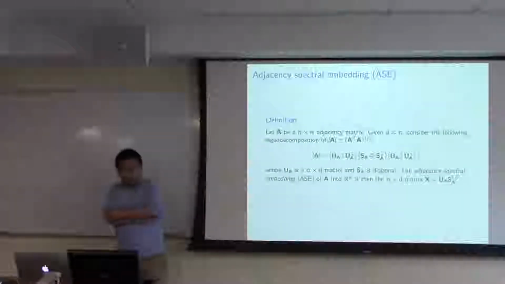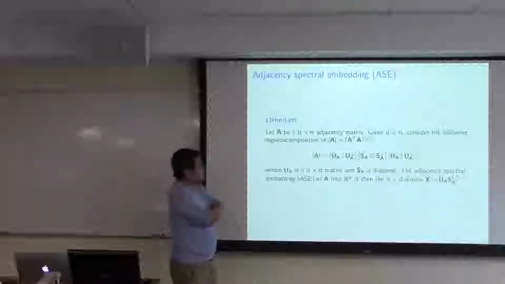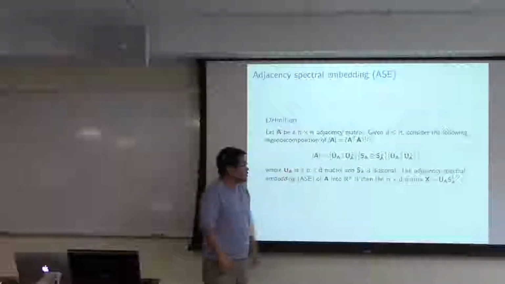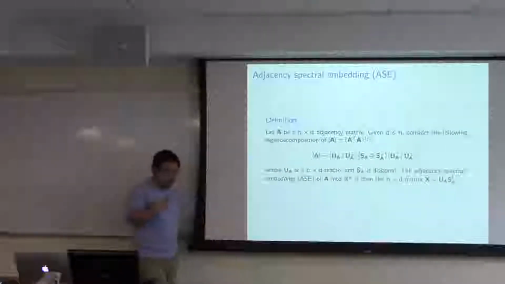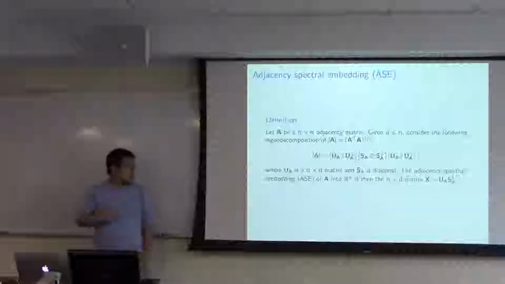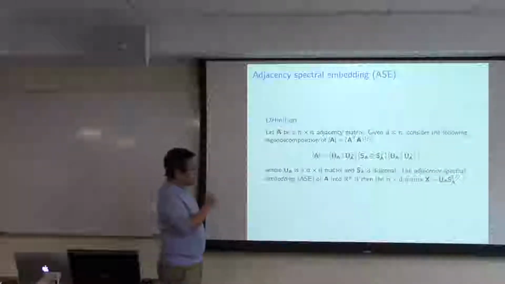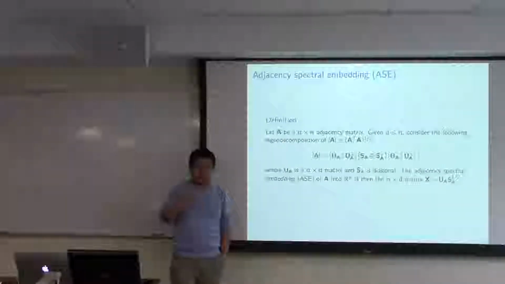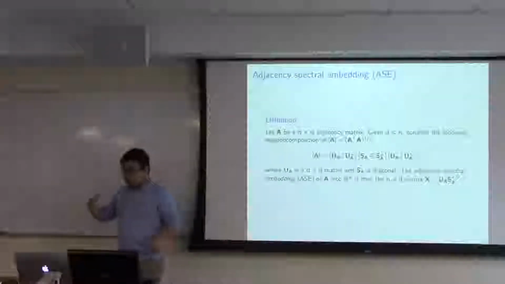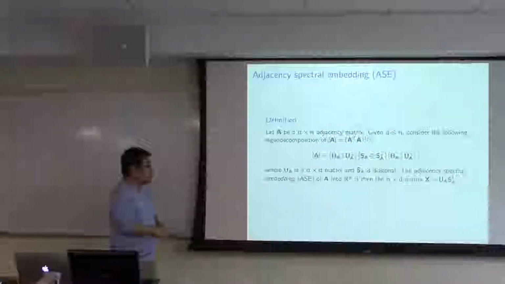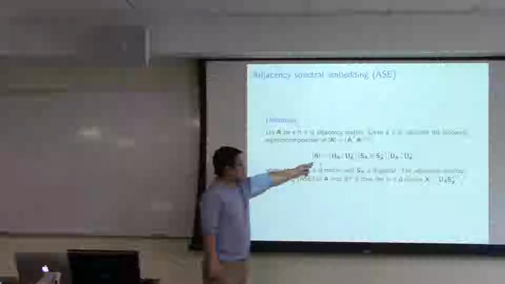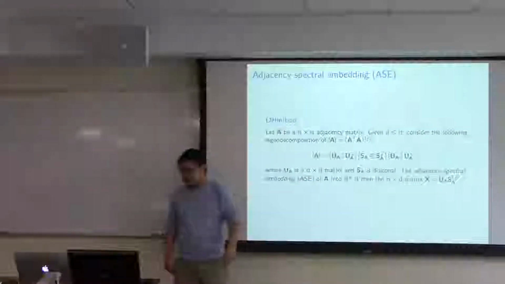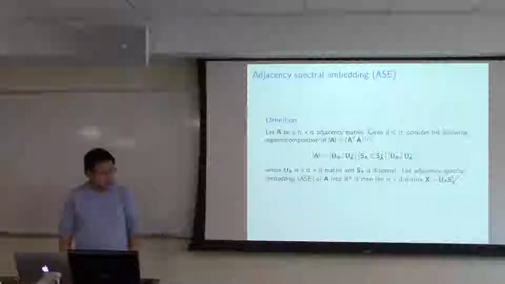Suppose I decompose the eigen-decomposition of A into this form. UA here is the n by d matrix. SA here is the d by d diagonal matrix of eigenvalues containing the d largest eigenvalues of A, or the d largest eigenvalues of the absolute value of A. And then UA is the matrix whose columns are the corresponding eigenvectors.